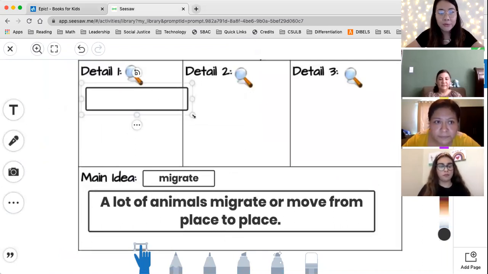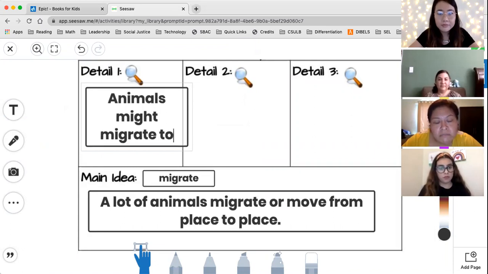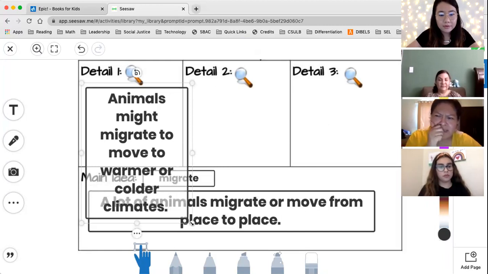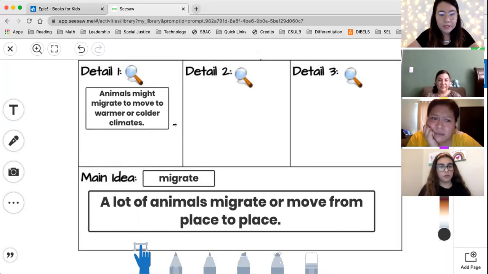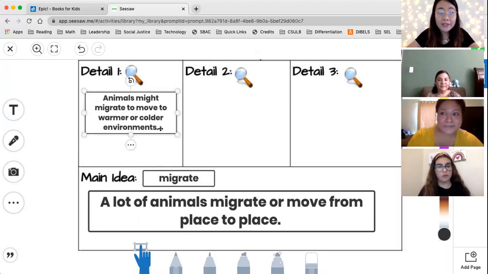Ms. Rosales, can you use it in your own words? Animals might migrate to, I want to say, move to warmer or colder climates. And I love climates is not the best word. Should I say places? Environments? Thank you, Ms. Akimowicz. I love it. So animals might migrate to move to warmer or colder environments. And I love how it said it could be warmer or colder because some animals need warmer places to live and some animals need colder places to live.